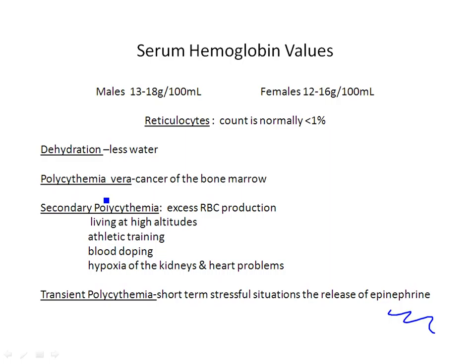I've put up here some normal serum hemoglobin values just for your reference. You don't have to memorize these. Notice that males tend to have a little more hemoglobin than females. This is just a reference point. Anything that would be outside of this value would be considered abnormal, and that would give you an indication that there's some sort of disease process going on. And we'll look at some of those disease processes in just a minute.